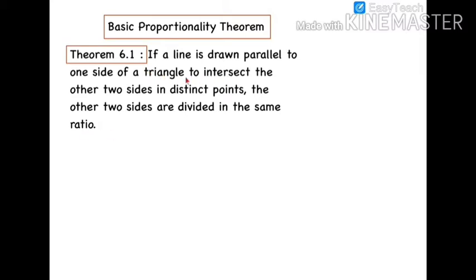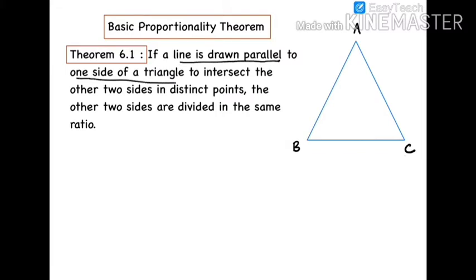So we are given a triangle. So let's draw a triangle. So we have drawn triangle ABC. If a line is drawn parallel to one side of a triangle to intersect the other two sides. So let's say we draw a line which is parallel to BC and it cuts the other two sides in distinct points D and E.